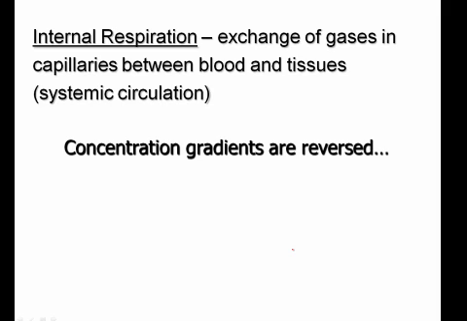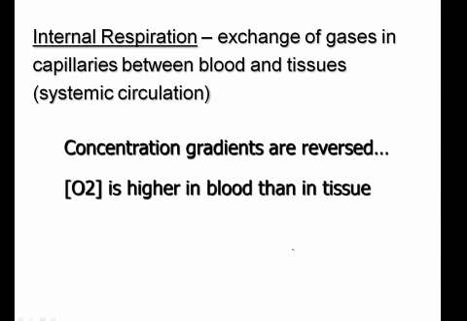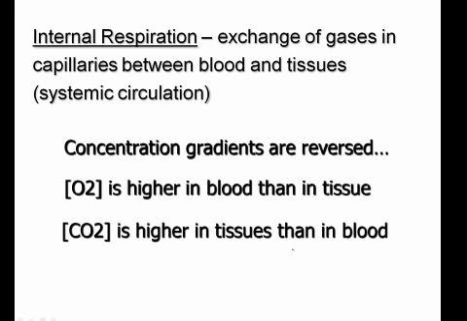So carbon dioxide is constantly accumulating as a result of cellular respiration, and that CO2 concentration will always be greater in tissues than it is in blood. So simple diffusion once again. Oxygen is going to diffuse from the systemic capillaries out into tissue fluid. Carbon dioxide is going to diffuse from the tissue fluid into the blood.